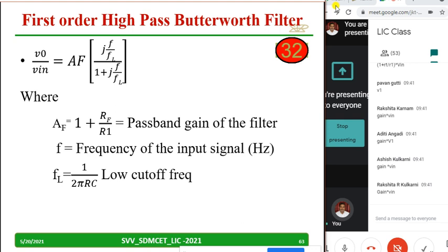AF equal to 1 plus RF by R1 is the pass band gain. F equal to the input frequency in hertz. FL equal to 1 by 2 pi RC, it is the low cutoff frequency. Take another 10 seconds and copy down. Hope most of you have copied.